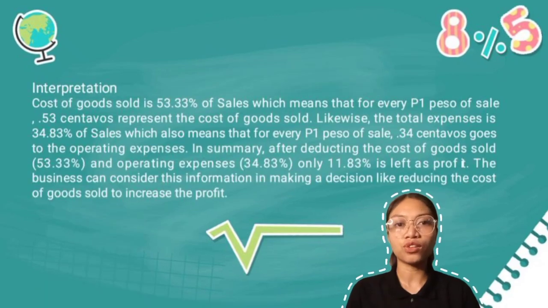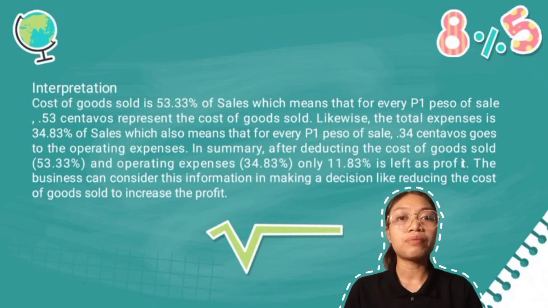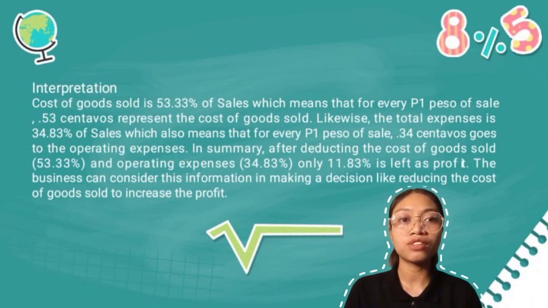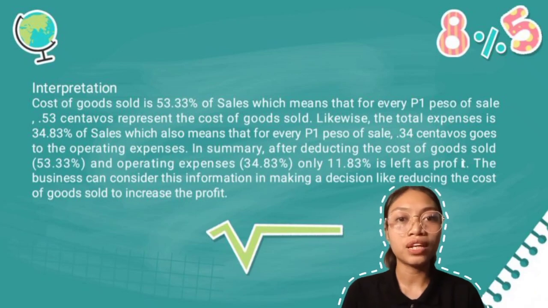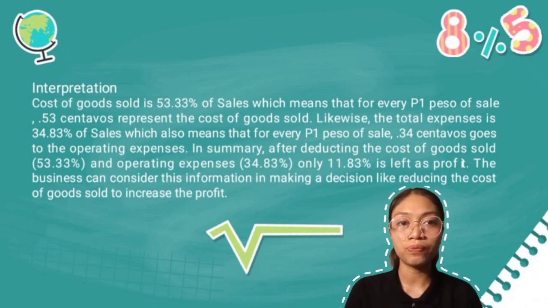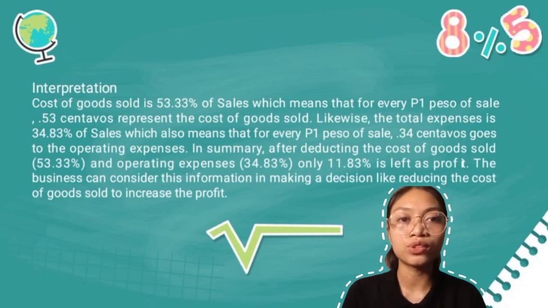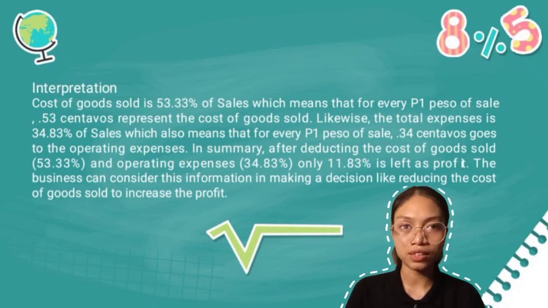So the interpretation for cost of goods sold is 53.33% of sales, which means that for every 1 peso of sale, 53 centavos represent the cost of goods sold. Likewise, the total expenses is 34.83% of sales, which also means that for every 1 peso of sale, 34 centavos goes to the operating expenses.